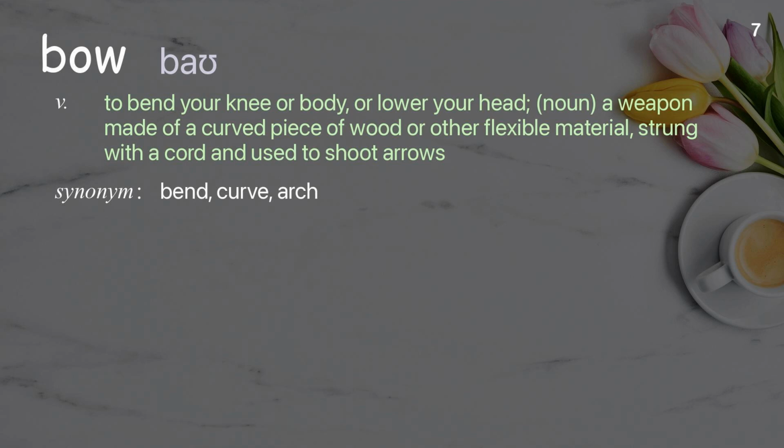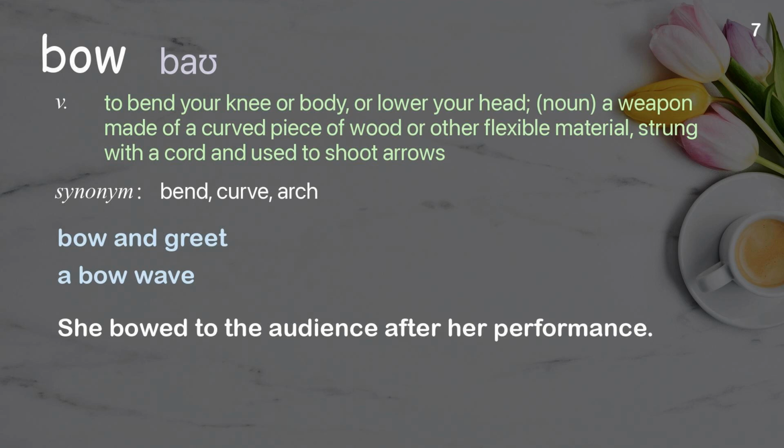Bow. To bend your knee or body, or lower your head. Noun, a weapon made of a curved piece of wood or other flexible material, strung with a cord and used to shoot arrows. Examples: Bow and greet. A bow wave. She bowed to the audience after her performance.